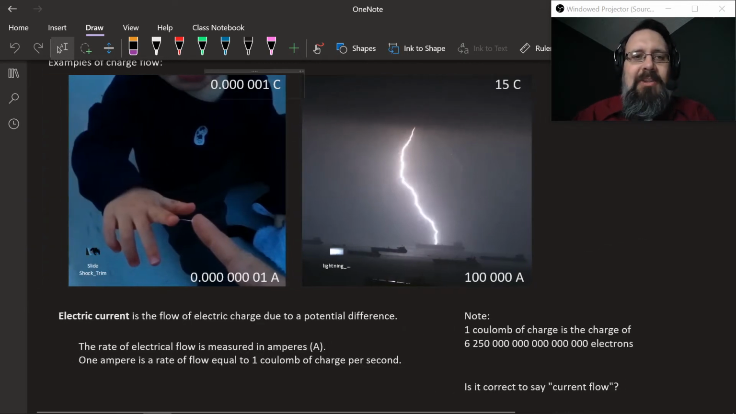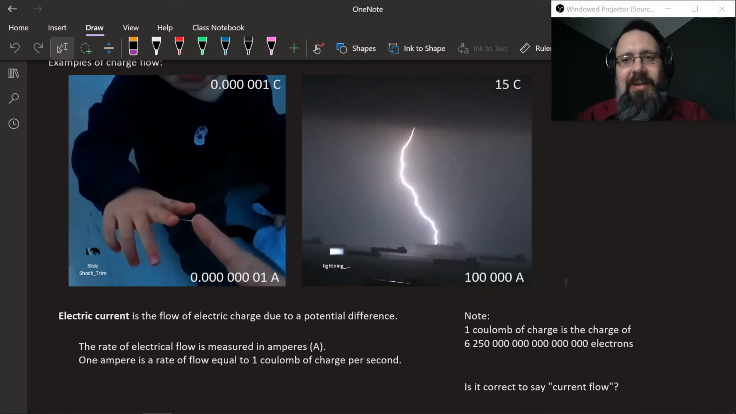Now if you want to actually calculate the current, it turns out that when my son and I touch fingers and there's a little spark that jumps, or if you rub your feet against the carpet and touch a conductor and it sparks, it's a really, really small amount of current.